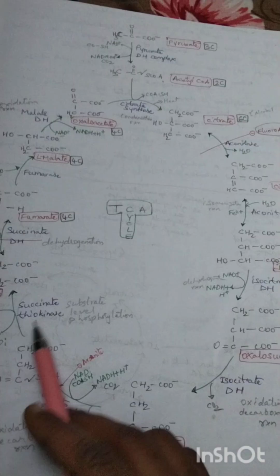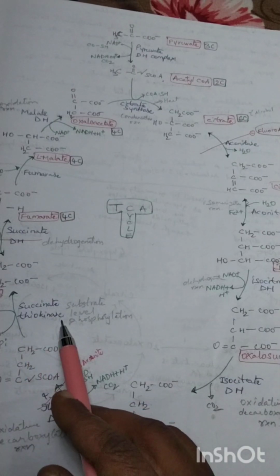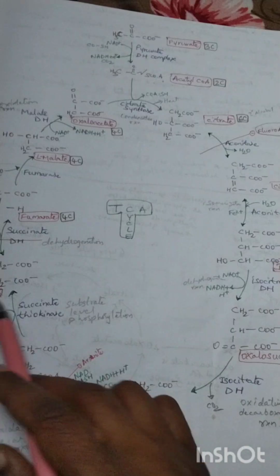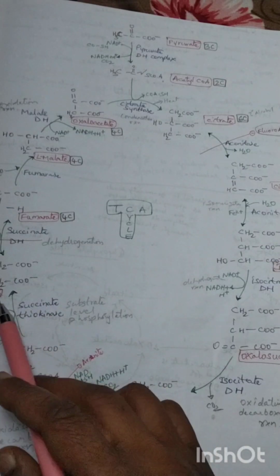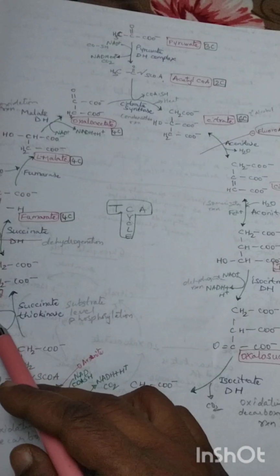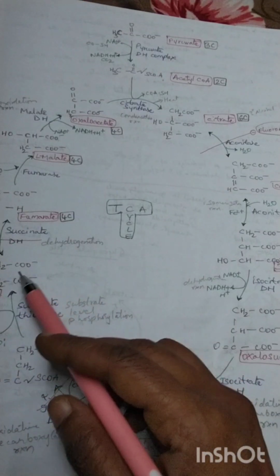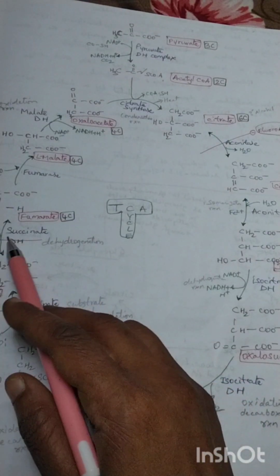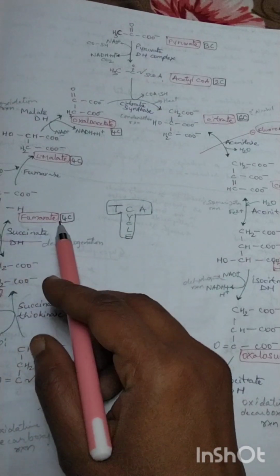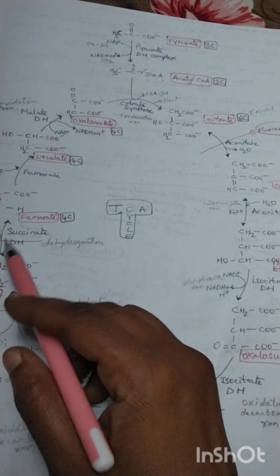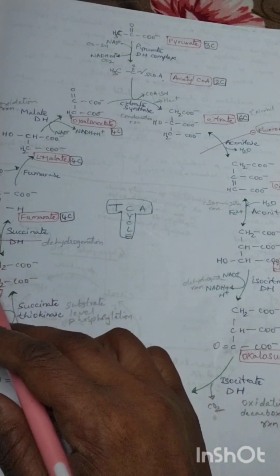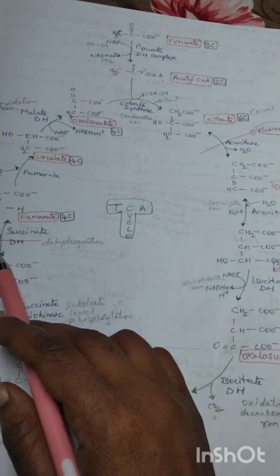Alpha ketoglutarate, in the presence of alpha ketoglutarate dehydrogenase, releases a carbon dioxide molecule and reduces NAD to NADH plus H plus and forms succinyl-CoA. Succinyl-CoA is a 4-carbon compound. Succinyl-CoA, in the presence of succinate thiokinase, gives succinate, and a molecule of GDP gets converted to GTP. Succinate, in the presence of succinate dehydrogenase, gives fumarate. Here a molecule of FAD gets reduced to FADH2. This step can be inhibited by malonate.